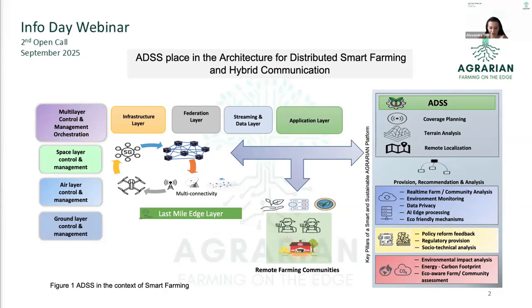Data comes from sensors, satellites, and applications in the field. The data goes into the central storage, as my colleague presented, and from there ADSS retrieves it. ADSS integrates agronomic models and filters the information. The results are shown in a dashboard with map, graphs, and alerts, so the farmer can make decisions.